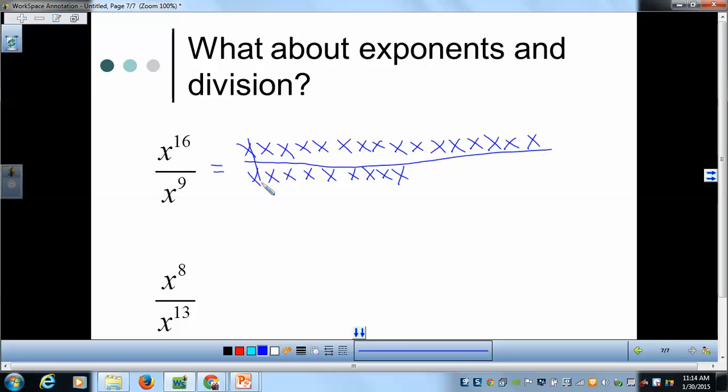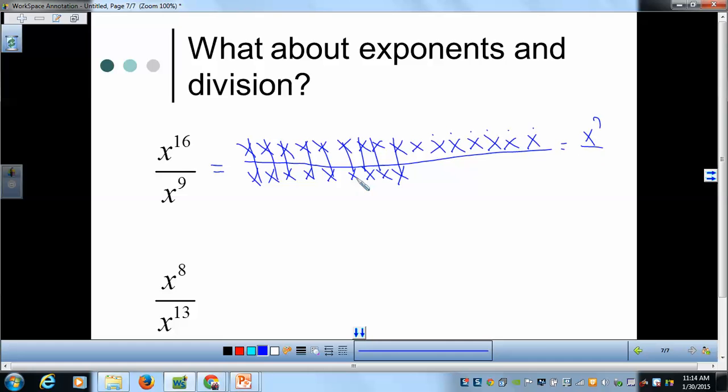X divided by x is 1. X divided by x is 1, and so on. So notice the first 9 x's in the numerator divide with the first 9 x's in the denominator, and those all equal 1. So what's left? Just 7 x's in the numerator. And if we shorthand note that with our exponent, that's x to the 7th.